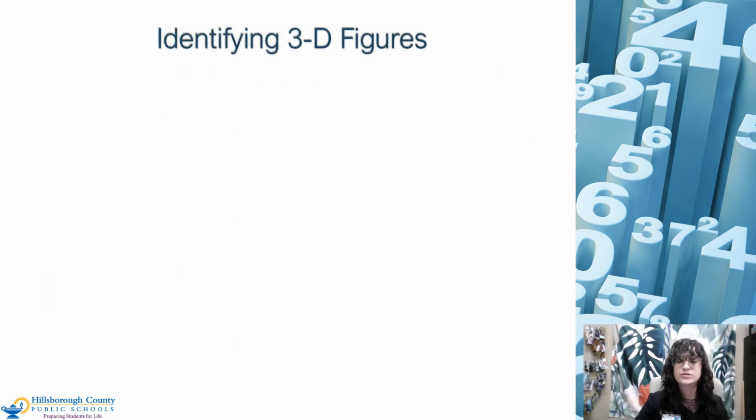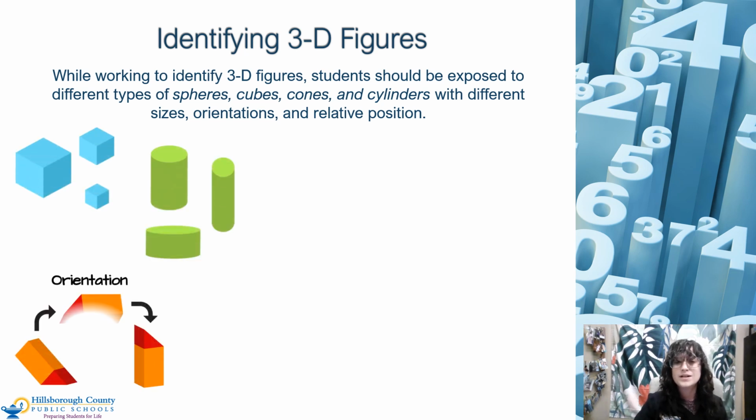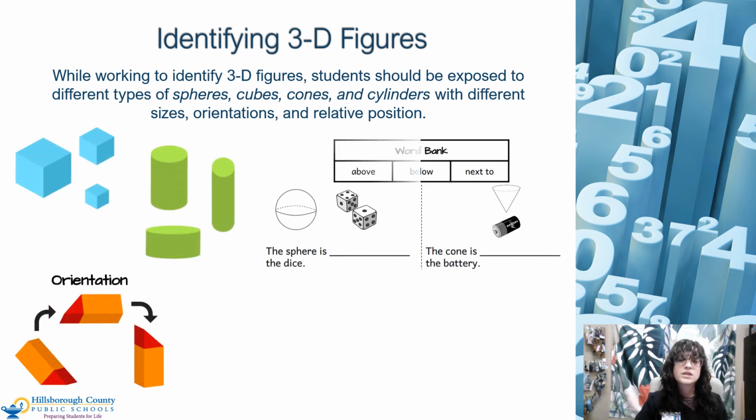Once students can sort those 3D figures by defining attributes, they can then use those attributes to actually identify the 3D figures. So students should be exposed to different types of spheres, cubes, cones, and cylinders in kindergarten, and they should have different sizes, different orientations, as well as relative position. When we're thinking about different sizes, students are going to think that because the cube is smaller, it's not a cube. However, if we go back to those defining attributes, we know that it has square faces, the same number of faces, and the same number of edges.